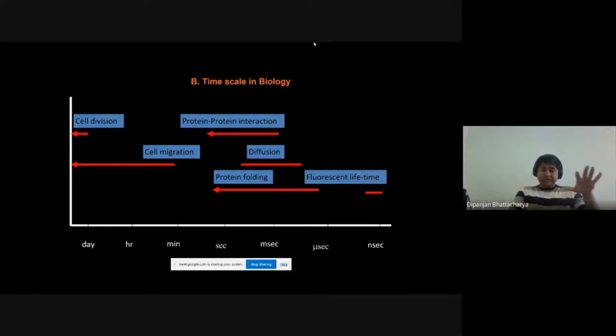So to do imaging, particularly at the tissue scale, you have to understand another important parameter, that is time scale. There is fluorescent lifetime, protein folding, diffusion, I'm not elaborating on it, but you can see everything happens at a different time scale. So your technique should be able to address the problem where we don't lose the fluorescence, and you can still see your processes.